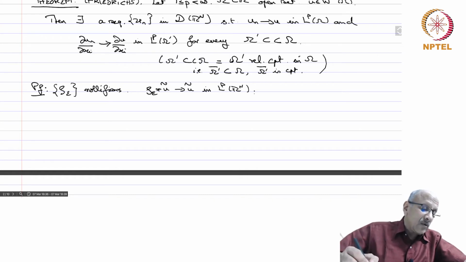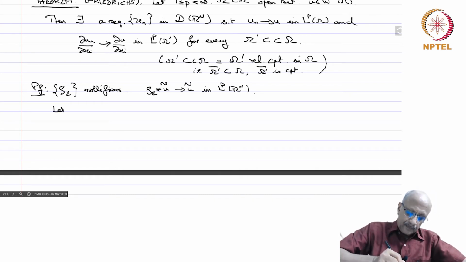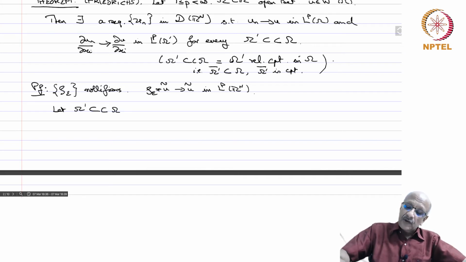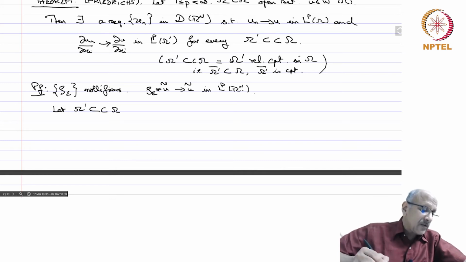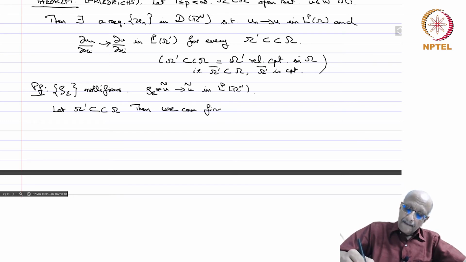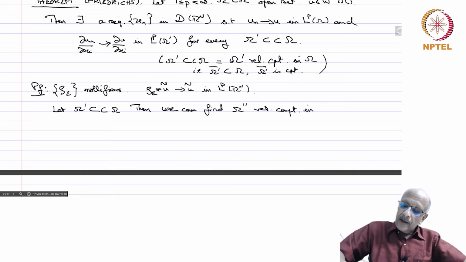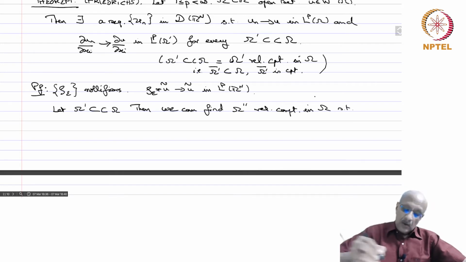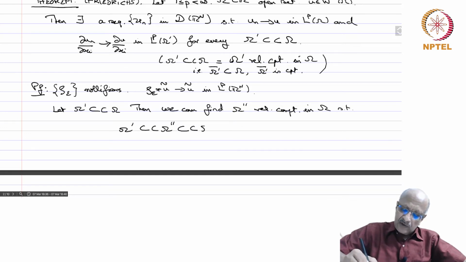Okay, so we all know this. So now let omega prime be relatively compact in omega. Remember, this is the definition of relative compactness. Okay, so then we can find omega double prime open, relatively compact in omega such that omega prime is relatively compact in omega double prime, which is relatively compact in omega.